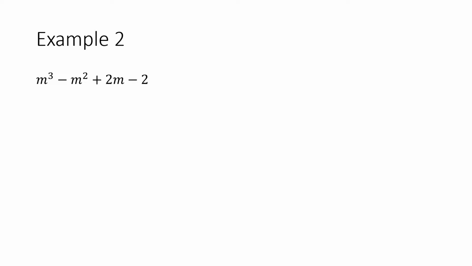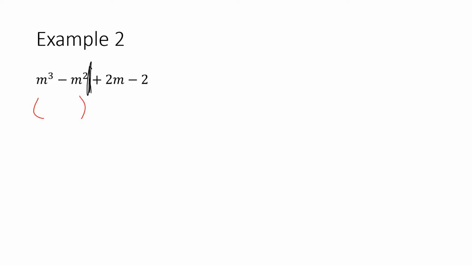Let's try another one. We have m cubed minus m squared plus 2m minus 2. Notice that we have 4 terms here. So this is where you want to try factor by grouping. I'm going to draw a line right down the middle, grouping the first 2 terms together and grouping the last 2 terms together. From here, I want to take out the greatest common factor.